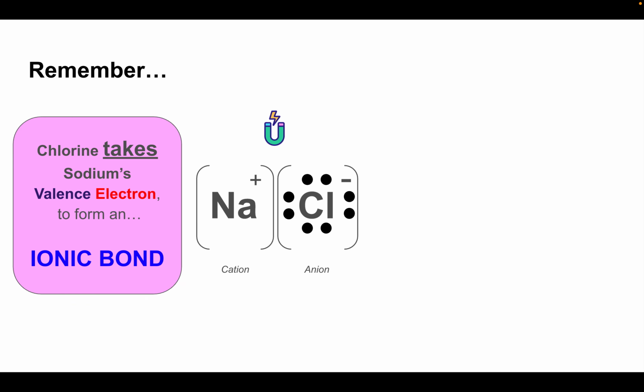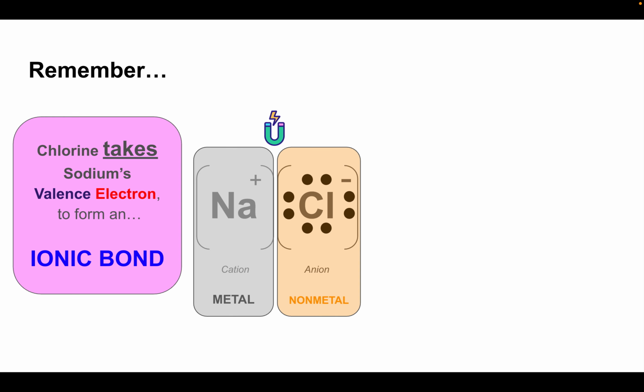Let's think back for a minute to our previous lesson. We talked about how some elements will take electrons from other elements. So in this example, we have chlorine taking sodium's valence electron, and by doing that, they form an ionic bond. And in every ionic bond, you need a metal and a nonmetal. The metals in this case are acting as the electron source. So chlorine needs an extra electron, and a metal is what's required to give chlorine that extra electron.